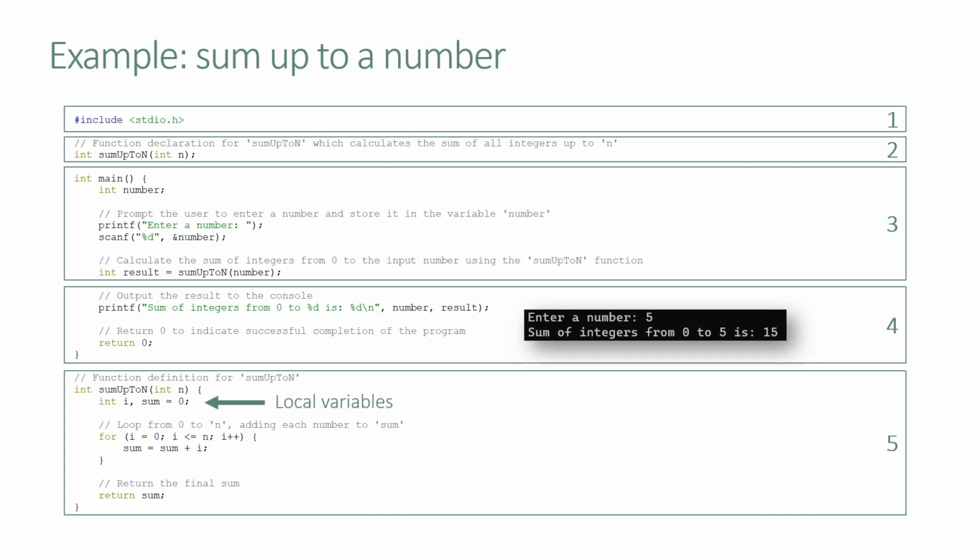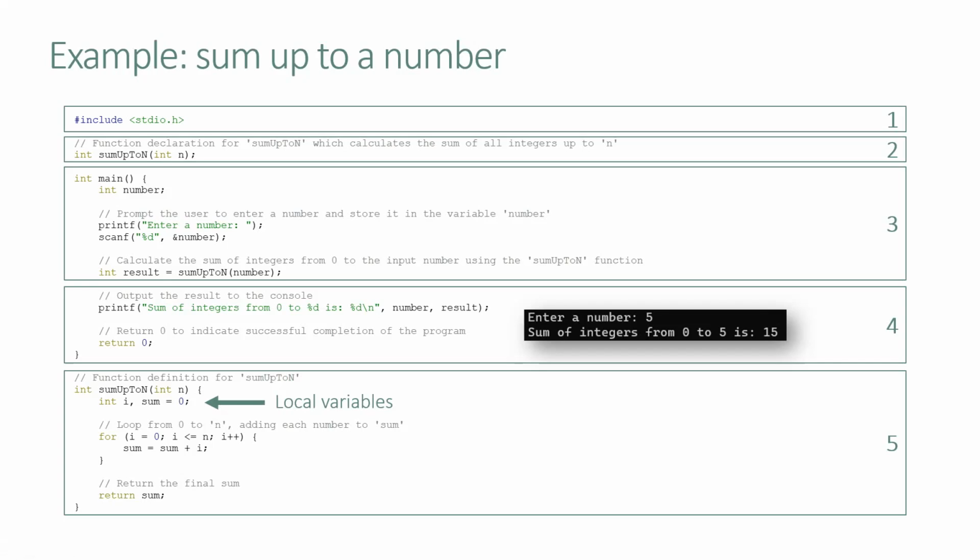3. Now, in the main function, it first asks you to enter a number. Once you input your number, it uses the SumUpToNow function to calculate the total sum from 0 to that number. This is done in the SumUpToNow function using a loop which keeps adding numbers to a sum variable until it reaches your number. 4. After the calculation, the program shows you the result, like if you entered 5, it would give you the sum of 0, 1, 2, 3, 4, and 5, which is 15.